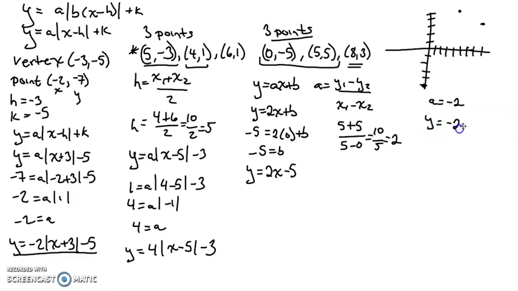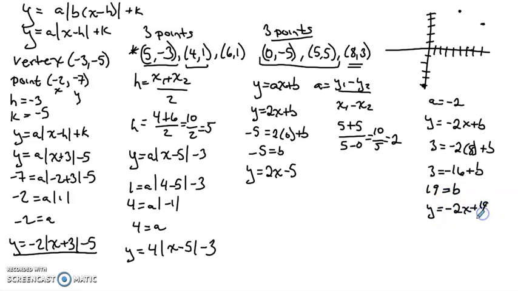y equals -2x plus b. We have an x and a y, so we can solve for b. 3 equals -2 times 8 plus b. 3 equals -16 plus b. So if we add 16 to both sides, we get 19 equals b. So the rule is y equals negative 2x plus 19.